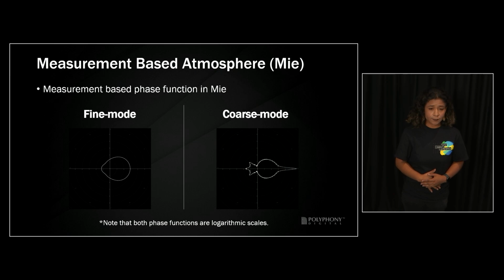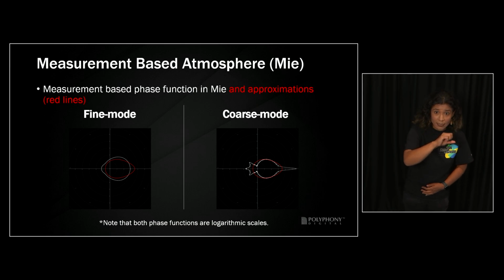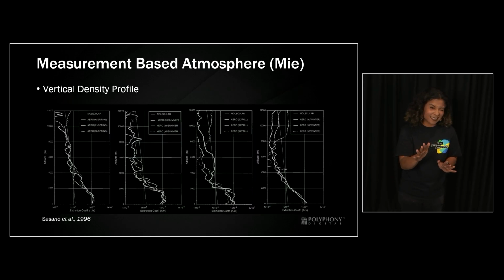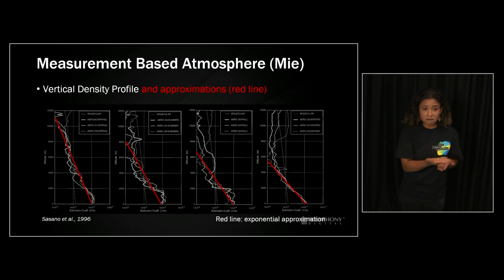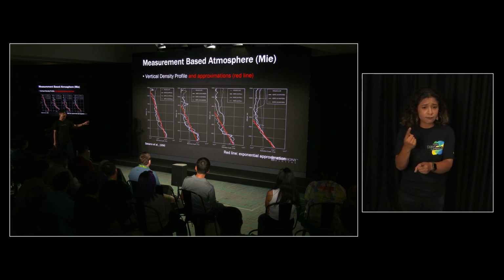This figure shows the shape of the phase function derived from the fine mode and the coarse mode. The approximated phase function from existing simulations is shown by the red line. As you can see, the accuracy of the approximation is not good. In addition, the vertical density profile of the aerosol is shown in the figure. The approximated density profiles from existing simulations are shown by the red line. As you can see, the accuracy of the approximation is again not so good.